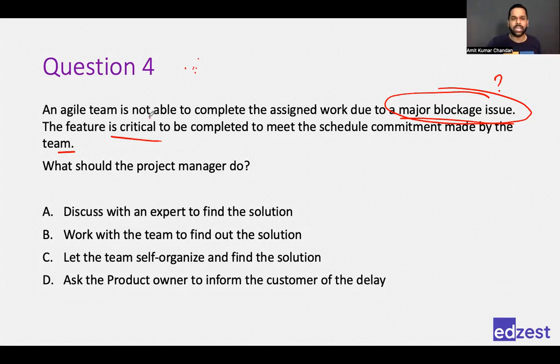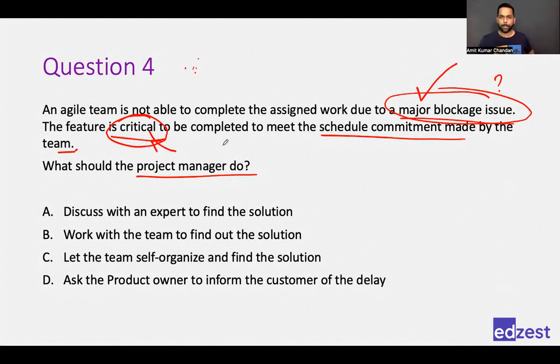Okay, the feature is critical. This is also something that you should spot. The feature is critical to be completed to meet the schedule commitment made by the team. So you are facing a major blockage on something, and that feature is critical as well, on which the team is working. So what should the project manager do? Okay, let's see. Discuss with an expert to find the solution.